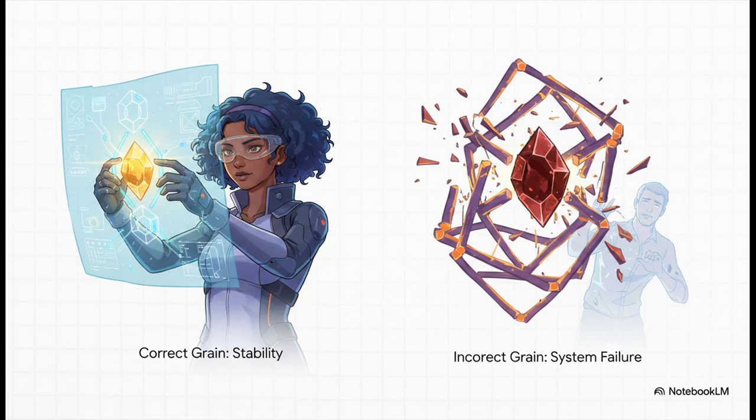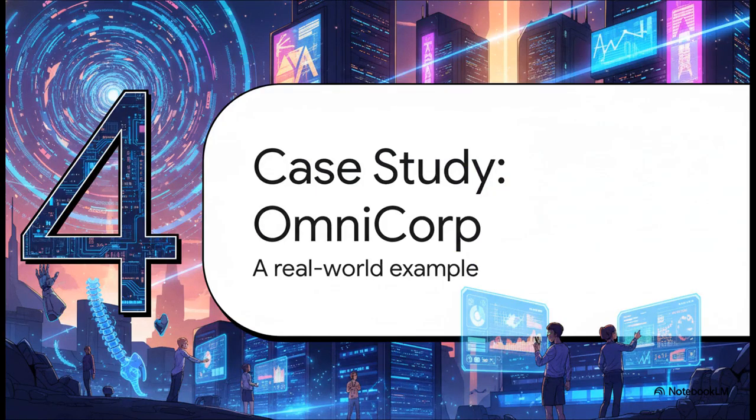Of these four steps, declaring the grain, well, it's arguably the most critical one. You have to decide with absolute precision what a single row in your fact table represents. If you get this wrong, the entire structure is unstable. For example, if Omnicorp decided their grain was total daily sales, they could never analyze which individual product was selling best. But by declaring the grain as one line item, they make sure every single piece of the model fits together perfectly.